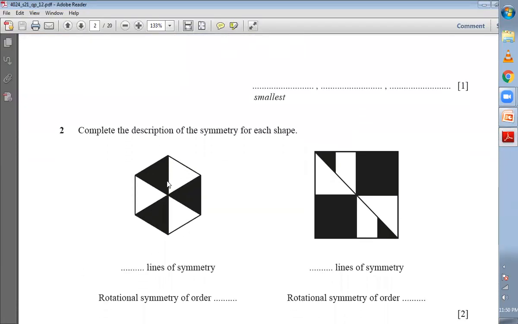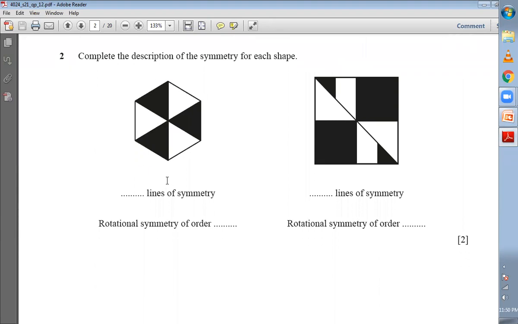Let's go to the next question. The next question is question number 2. Complete the description of the symmetry for each shape. We have to tell how many lines of symmetry there are and what the order of rotational symmetry is. If you draw a line here, that will be a line of symmetry. You draw a line here, that will be a line of symmetry. If you draw a line here, that will be a line of symmetry. So it will have 3 lines of symmetry, and clearly the order of rotational symmetry is 3.